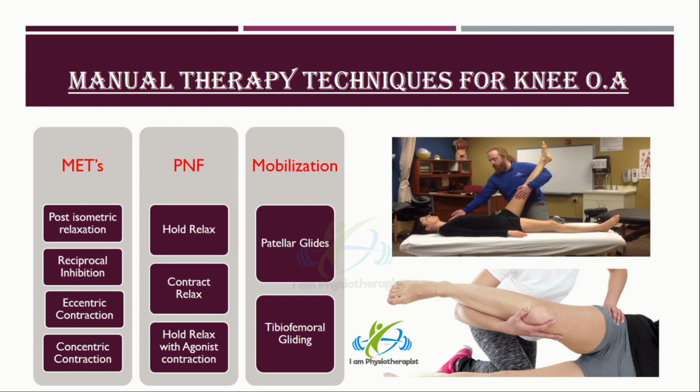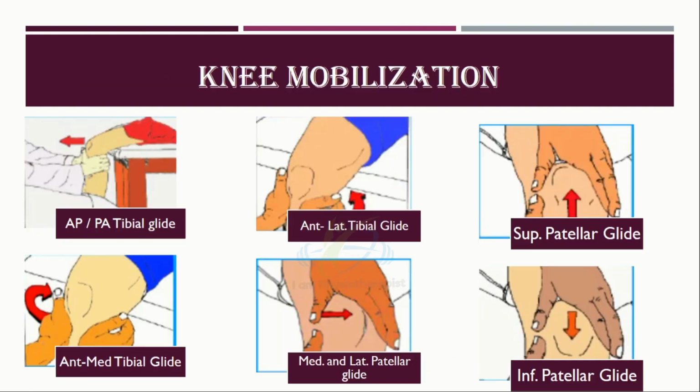Proprioceptive neuromuscular facilitation techniques including hold relax, contract relax, and hold relax with agonist contraction. Passive joint mobilization of the tibiofemoral joint and patella. Here is a rough demonstration of tibiofemoral mobilization, including anterior-posterior and posterior-anterior gliding of tibia on femur, anterior-medial gliding of tibia on femur, anterior-lateral gliding of tibia on femur, and patellar mobilization.